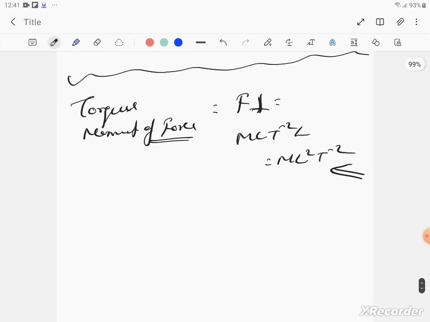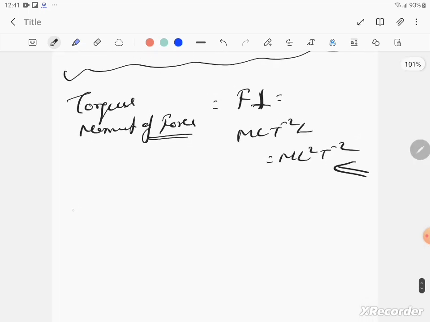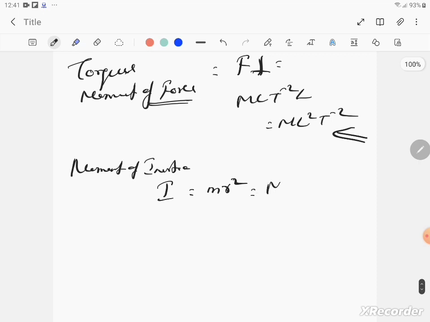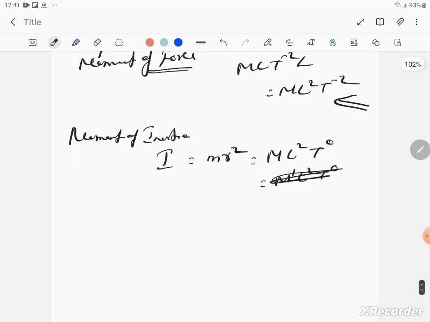Next, in rotational motion, after moment of force, I'm going to teach you moment of inertia. Moment of inertia is represented by I, which is MR square, mass into distance square. So the dimensional formula is ML square. There's no T, so you can write T to the power 0. Therefore you can write it as M to the power 1, L to the power 2, T to the power 0. However, we can leave it like that, ML square for now. That's about moment of inertia, I equal to MR square.